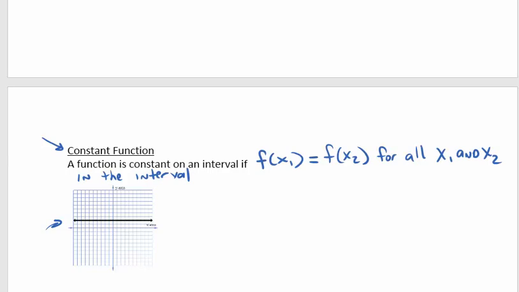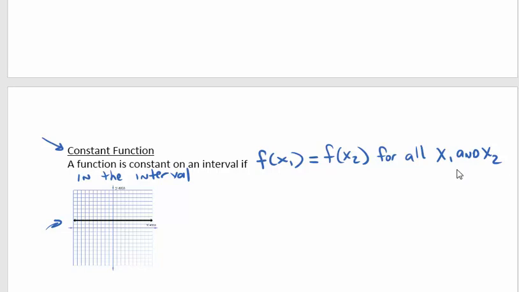All right, let's take a look at your definition and see how you did. So here's what I wrote for my constant function definition. A function is constant on an interval if f of x sub 1 is equal to f of x sub 2 for all x1 and x2 in the interval.